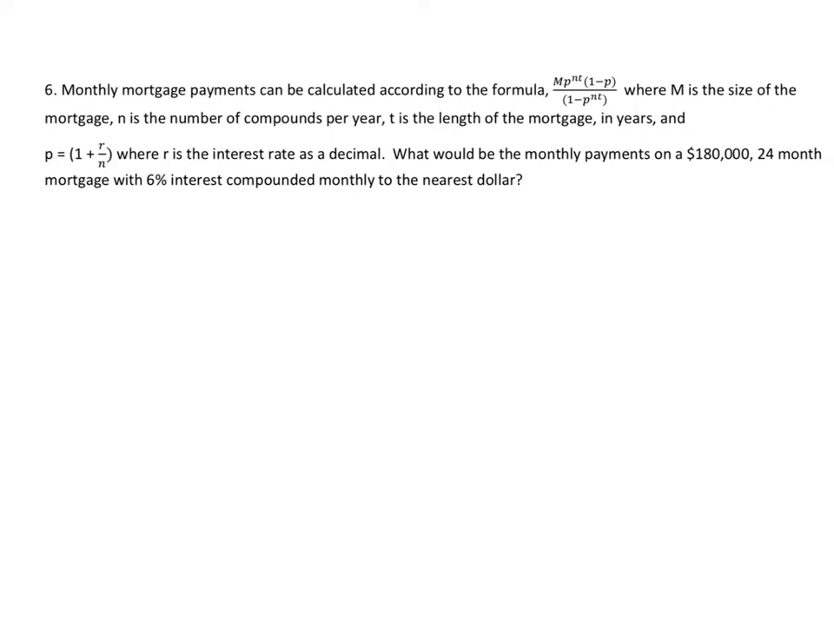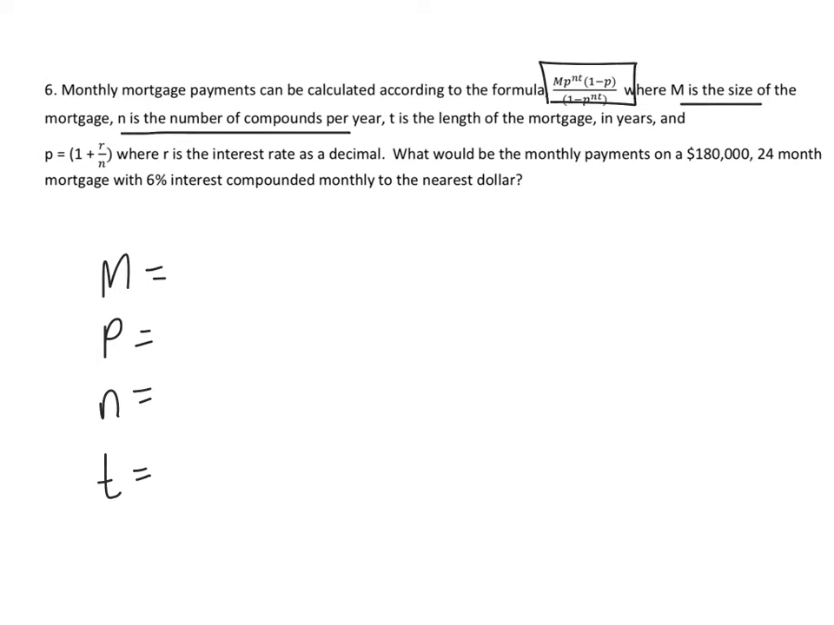Okay, so this guy here, you're going to read this question slowly because you're not going to want to miss anything. So they give you a formula here. In this formula, I need to know M, I need to know P, I need to know N, and I need to know T. Sometimes writing these things on the side helps you figure out what is what. M is the size of the mortgage, N is the number of compounds, T is the length in years, which is important, and P is this weird formula, which is not that weird, it's just the R over N formula that we had to memorize. And R is your rate as a decimal.